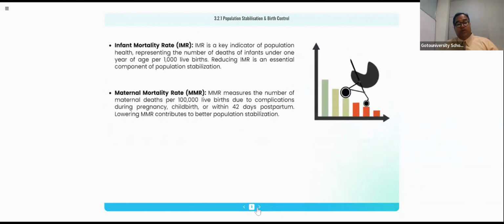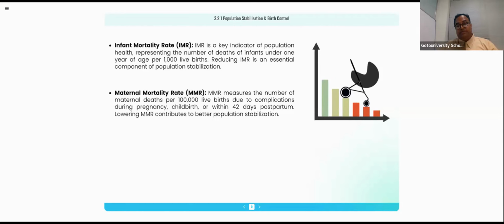Now, if you're entering into population stabilization, one important point is the infant mortality rate and the maternal mortality rate. Here, IMR is a key indicator of population health, representing the number of deaths of infants under 1 year of age, right? And reduced IMR is an essential component of population stabilization. These are all the messages we are understanding, right?